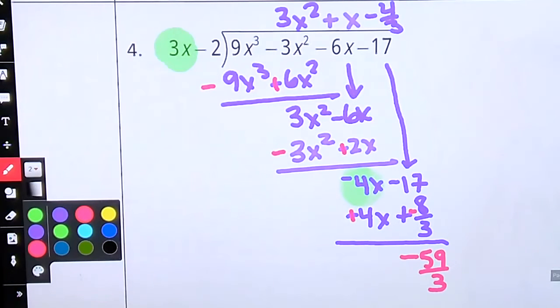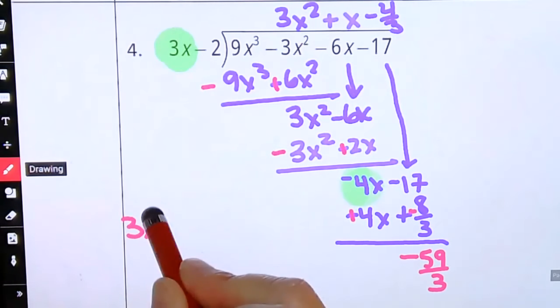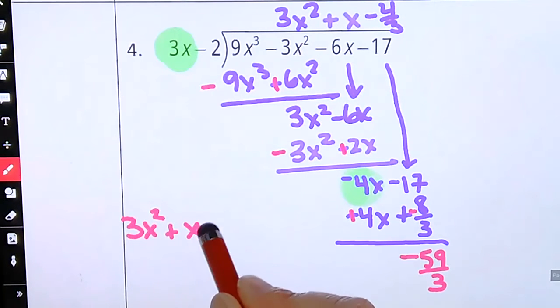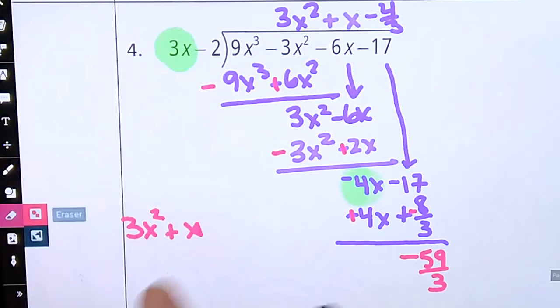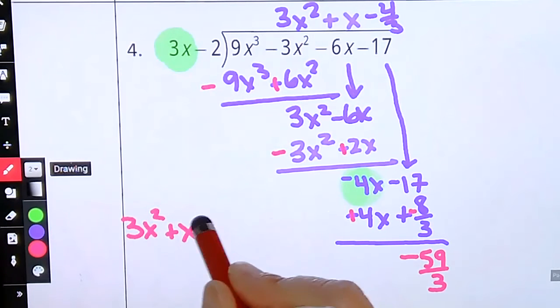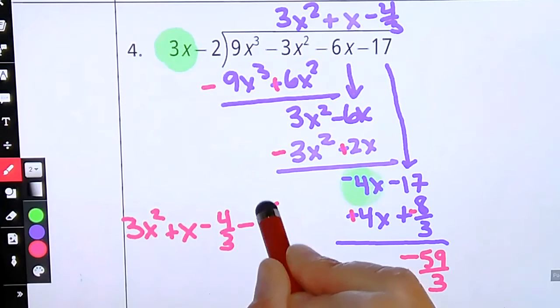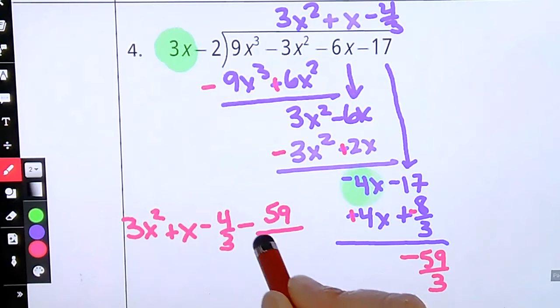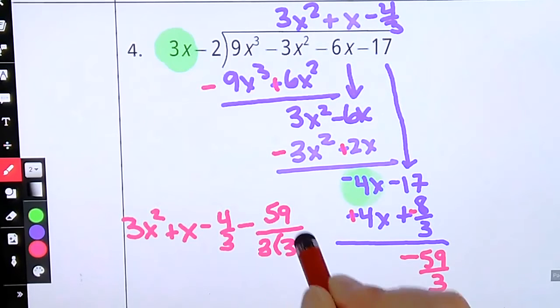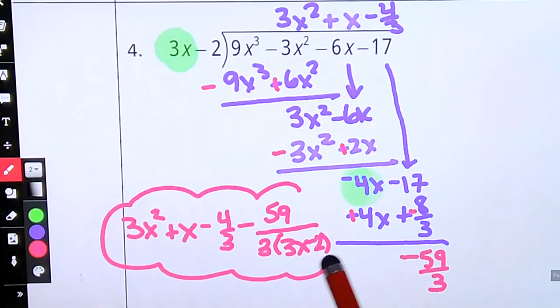So I'm going to rewrite my answer. This is going to be a 3x squared plus x minus 4/3. And then this minus 59/3, I'm going to write it as a minus 59 over 3 times 3x minus 2. And that's going to be my answer.